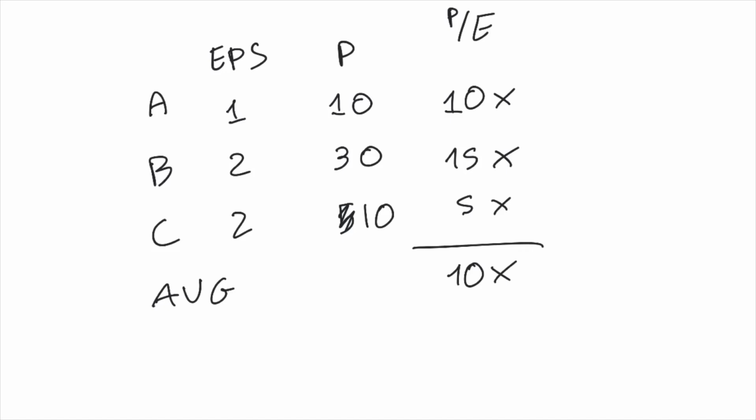Now, how does this help me in finding the value of my company? Well, it's very simple. At this point, I will simply look at my company, and I will say, look, what is the earning per share of my company? The earning per share of my company is $3. Okay? So what is the correct value of my company? What is the correct stock price for my company? How much is my company worth?